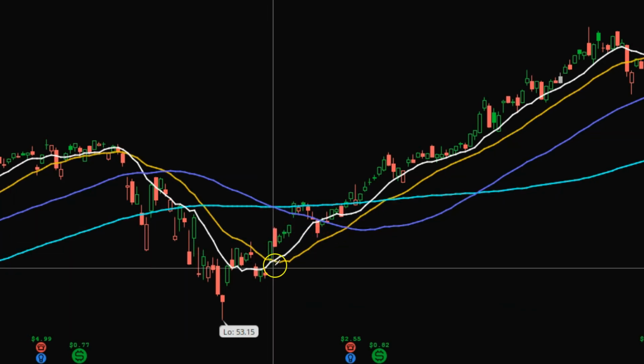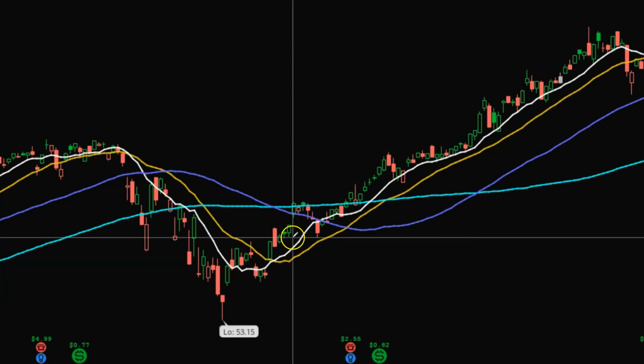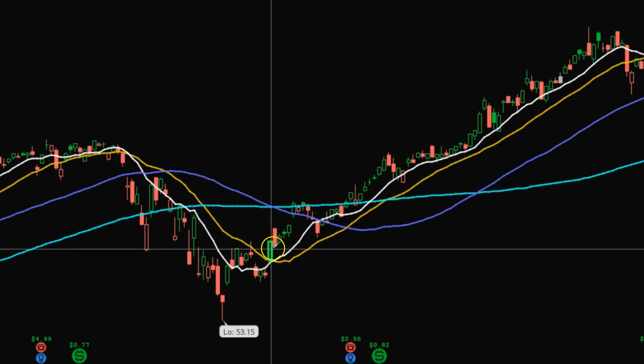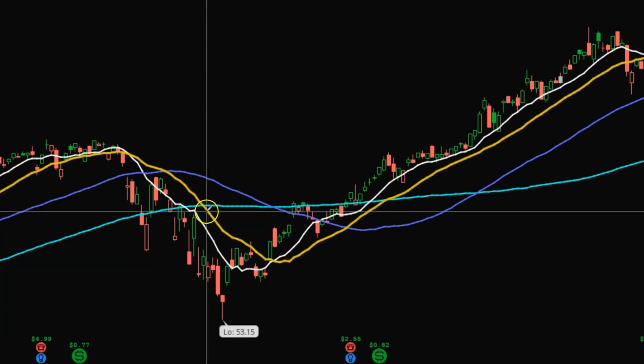Now, if you're going to play moving average crossovers like this, you want to wait for price to get above the 100. That's my personal opinion. I would not get in. All this area right here, and let me highlight this.